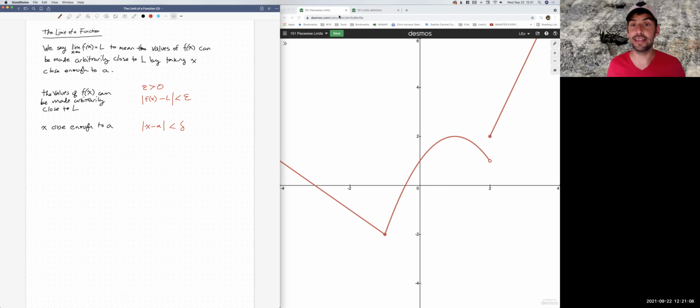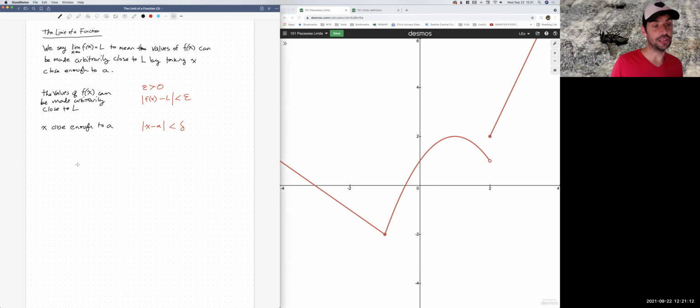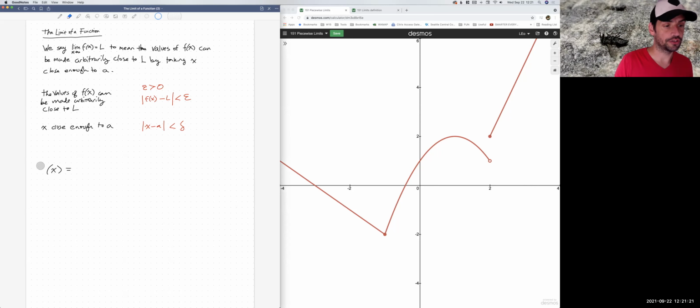So for instance, let's go over to this function here. This is a function we looked at earlier. I think I called it g before, so let's just stick with that.